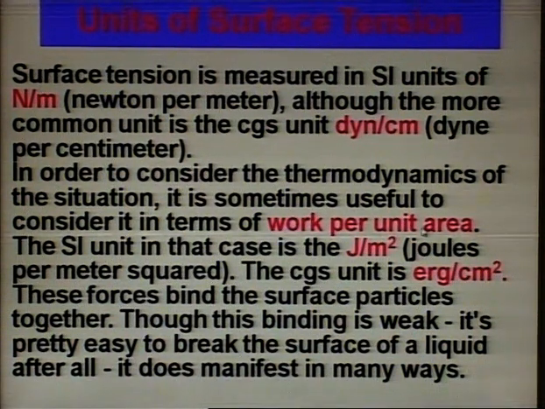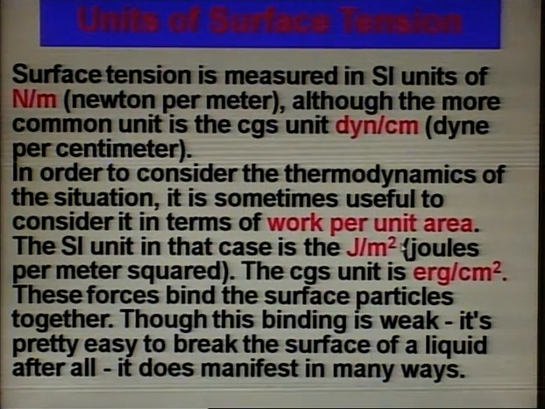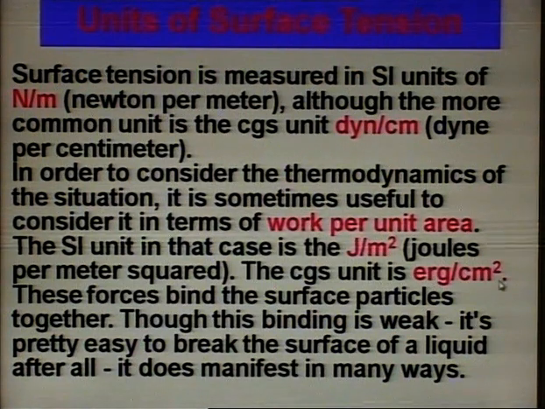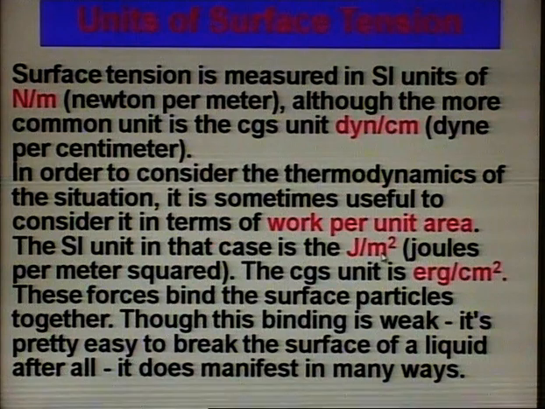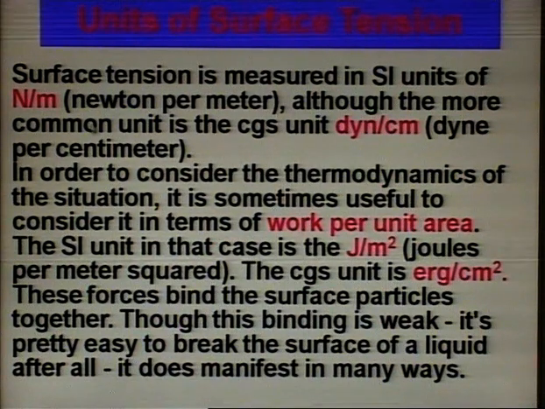So work per unit area, its units will be joule upon meter square and in CGS it will be erg upon centimeter square. Work is measured in joule, area is measured in meters square. So surface tension's unit can be Newton upon meter or it can be joule upon meter square.